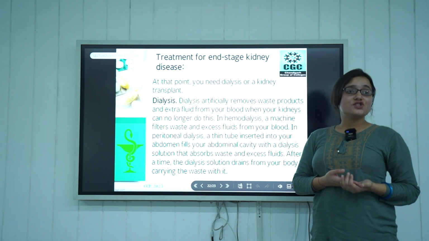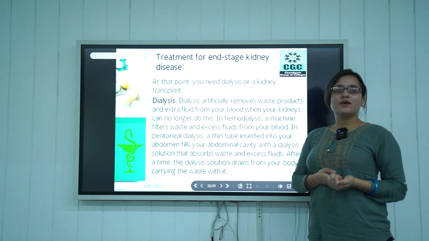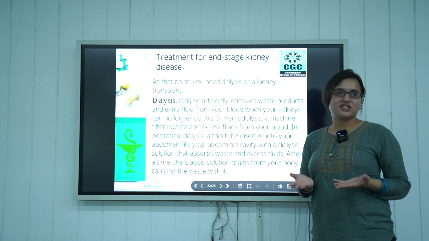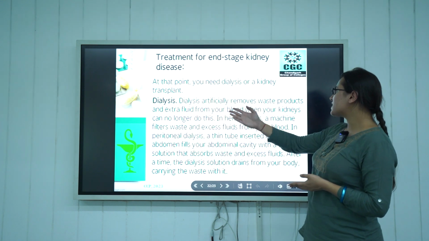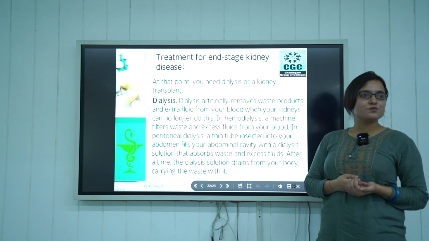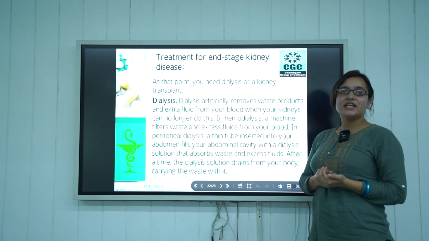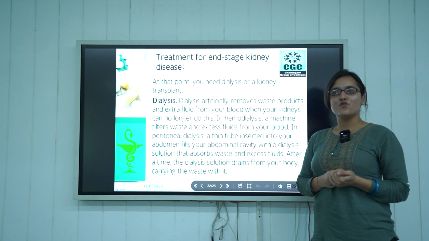And at the end stage of the renal disease, we give the last option, that is dialysis, or it can be a kidney transplant also. Okay, dialysis, as we all know, is used to remove the waste products and the extra fluid from your blood when the kidney can no longer filter the waste products.